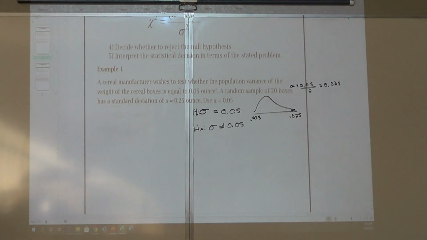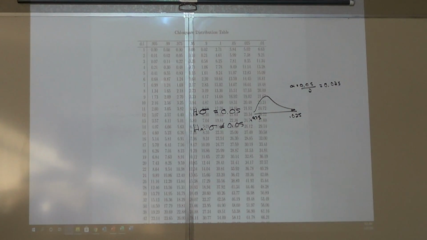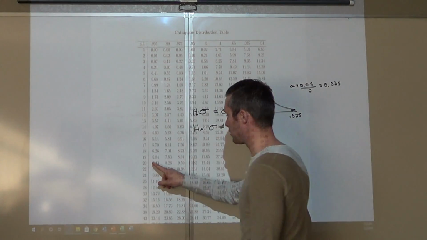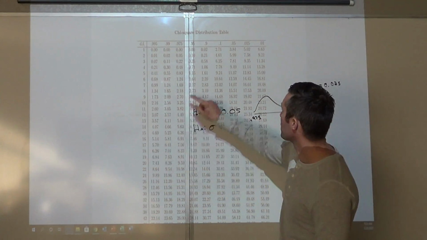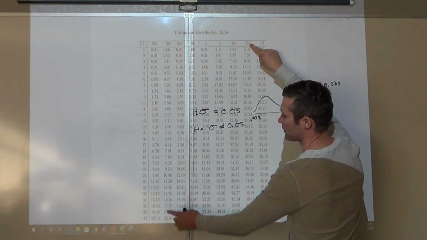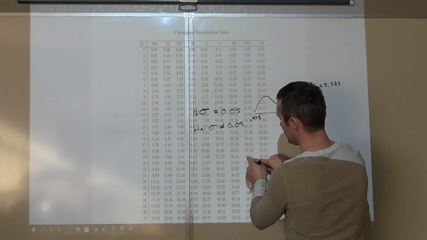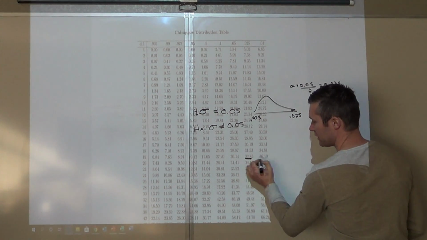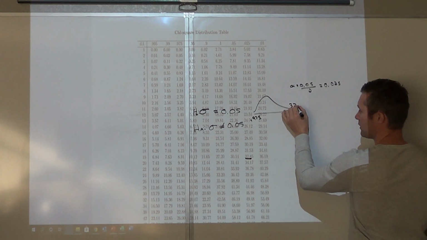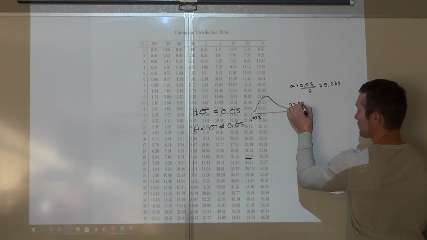So go to the chi-square chart. On the chi-square chart, this is what we have. Again, our degrees of freedom is n minus 1. Our sample size in this case is 20, so 20 minus 1 is 19. Now we're going to go over to 0.025 and 19, where these two intersect. They intersect right here at 32.85. So that's one of them.